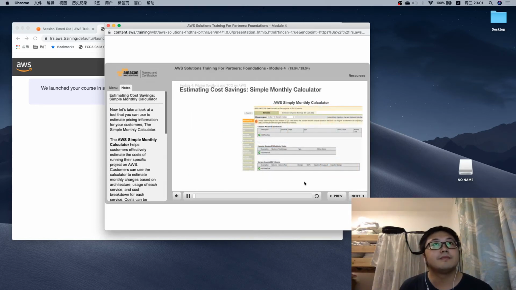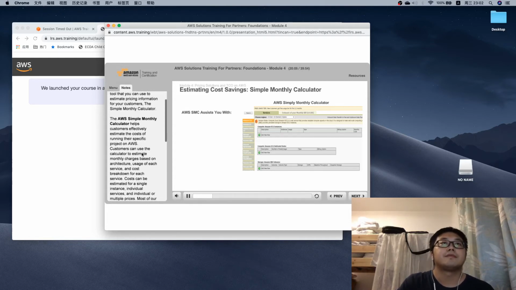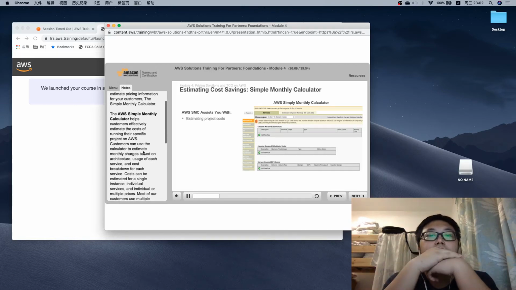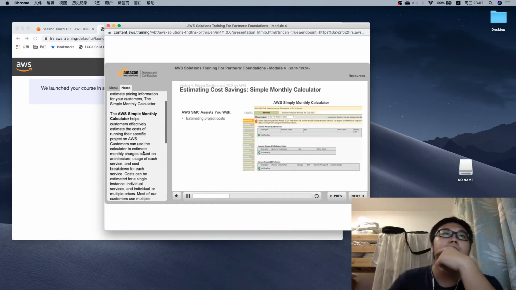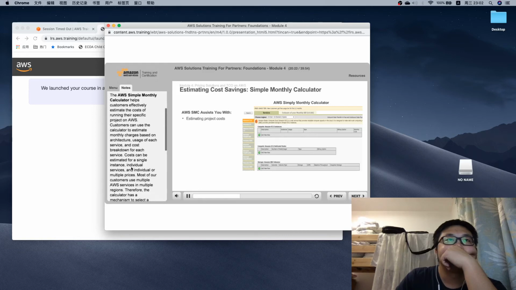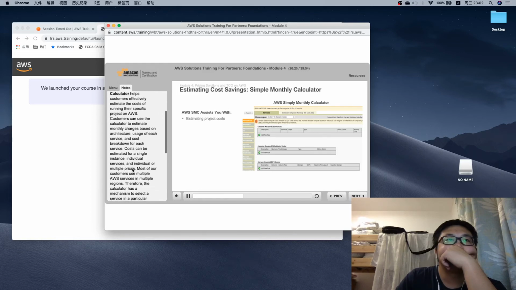Now let's take a look at a tool that you can use to estimate pricing information for your customers, the Simple Monthly Calculator. The AWS Simple Monthly Calculator helps customers effectively estimate the costs of running their specific project on AWS. Customers can use the calculator to estimate monthly charges based on architecture, usage of each service, and cost breakdown for each service. Costs can be estimated for a single instance, individual services, and individual or multiple prices.